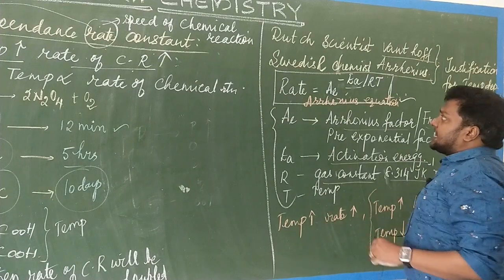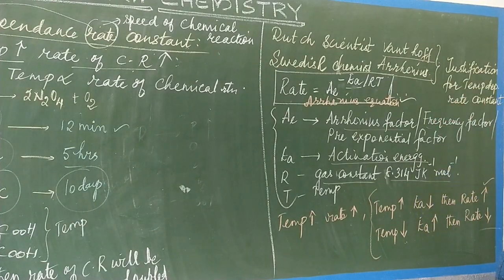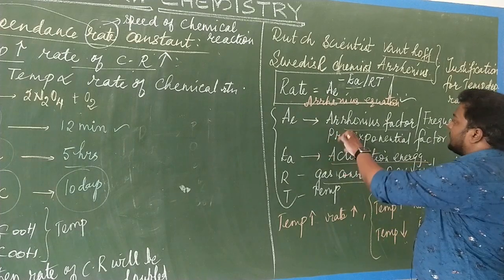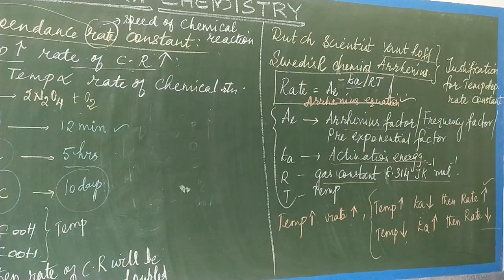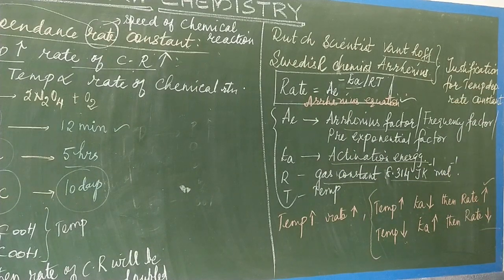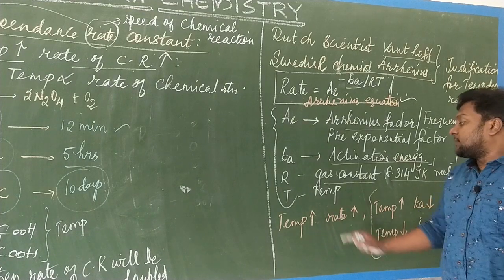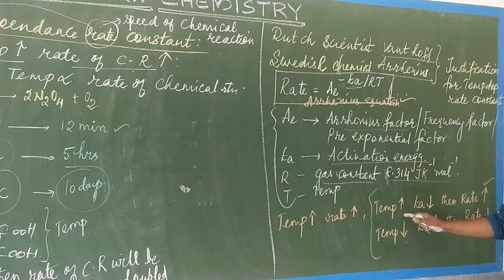So that is rate will be equal to A e to the power minus Ea by RT, which I am calling it as Arrhenius equation. A is nothing but Arrhenius factor or frequency factor, also called the pre-exponential factor. Ea is nothing but activation energy. R is called as a gas constant. The value is equal to 8.314 joules Kelvin inverse mole inverse. T is nothing but temperature. So what is the concept? Whenever the temperature is high, the activation energy will be low, then rate will be very high.